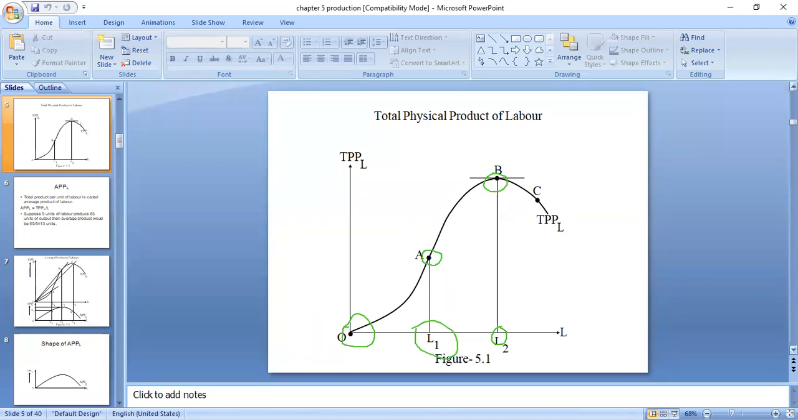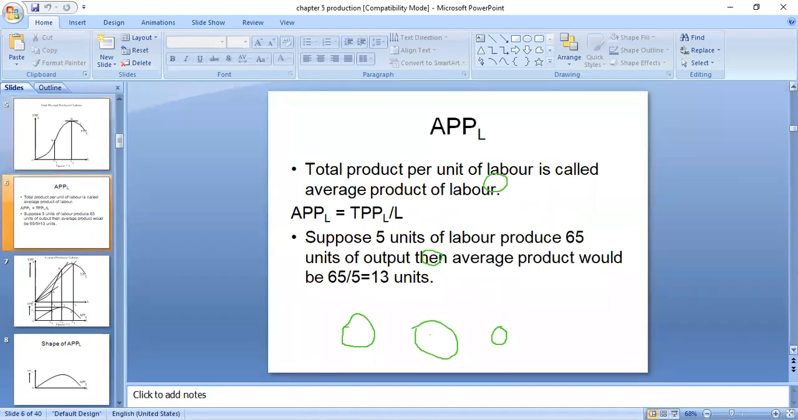Now we are moving to APP. What is APP? Average physical product. Average physical product is very easy. You divide total physical product by total labor. So total product per unit of labor is called the average product of labor.